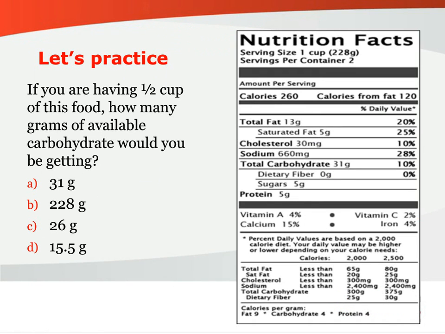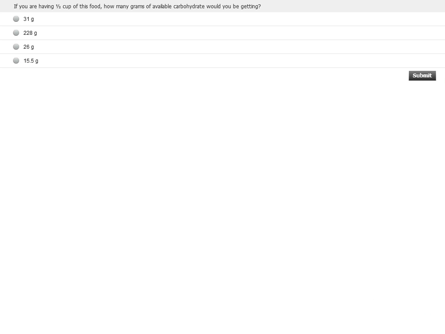All right, so let's practice. So I'll leave this up for a bit. And in this example, we're having half a cup of this food. So how many grams of carbohydrate would you be getting? So we are really looking here at the serving size. So I'm going to leave this up for maybe 30 seconds, and then I'll switch it over and I'll get everyone to put in their answer, and we'll see what people are thinking. All right, so I'll invite everybody to put in your answer, and I'll give everybody 10 seconds to do that, and then we will get the results.